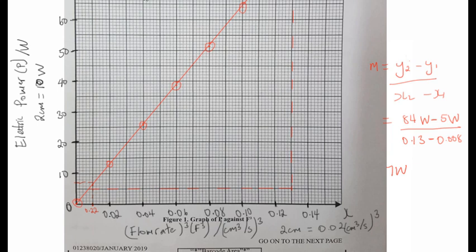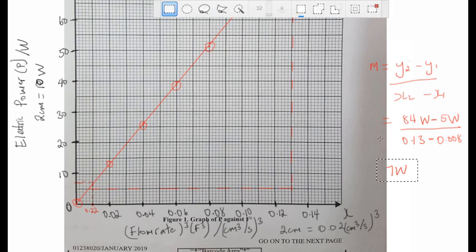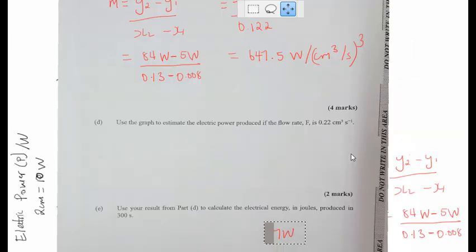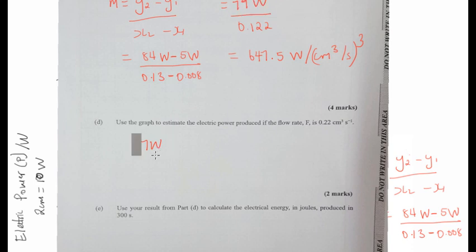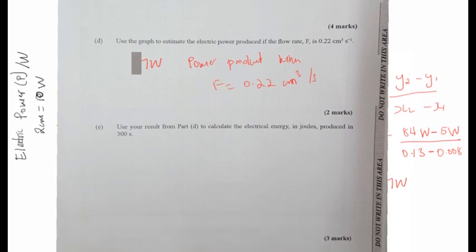So let's just copy that over. Right, so the power is 7 watts. So this is the power flowing, or the electrical power produced, when F is equal to 0.22 centimeter cube per second. Alright, so we can go further now to finish our problem.